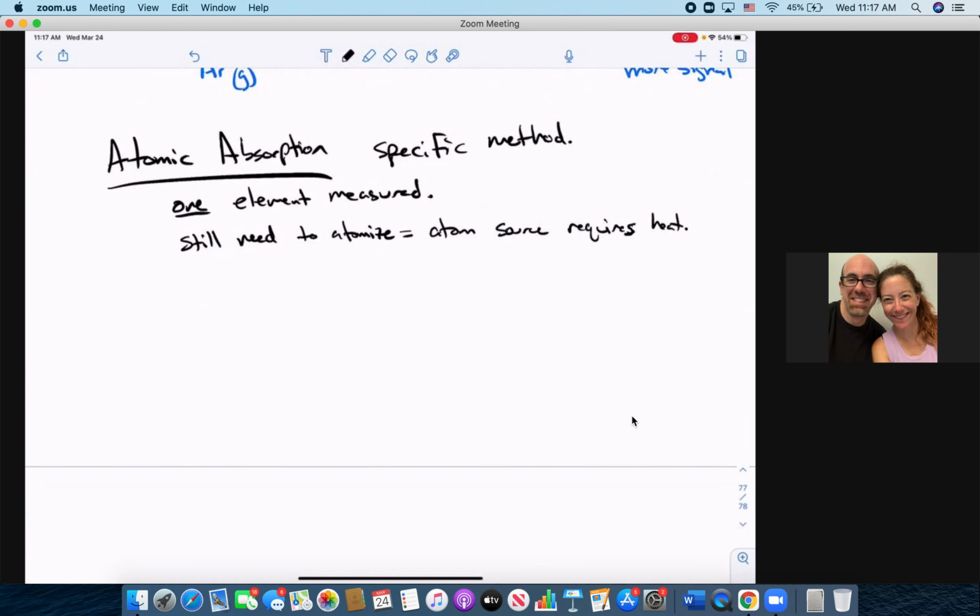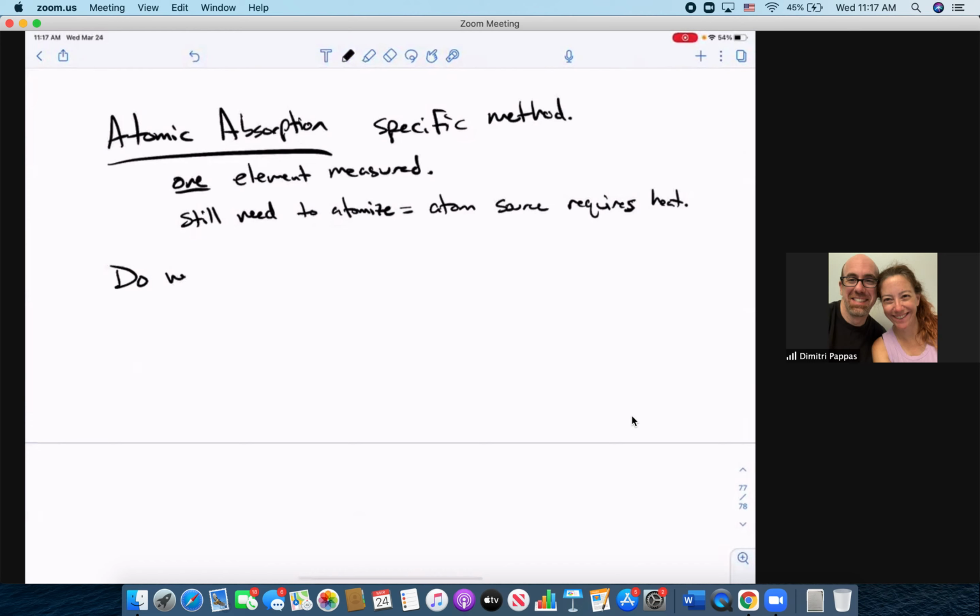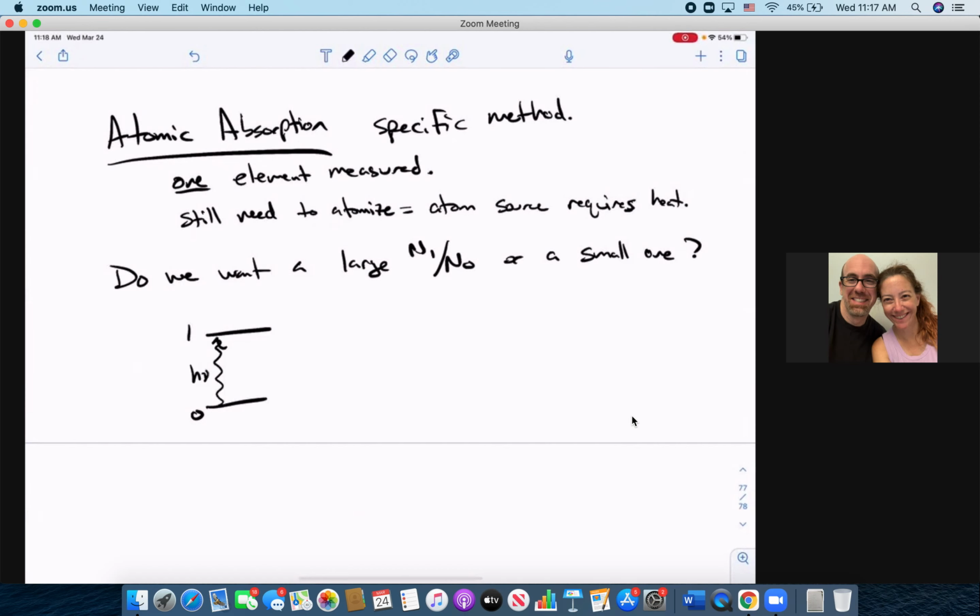All right. So atomic emission, right? You need high heat. But let's think about the Boltzmann equation for a minute. We just wrote it a minute ago. Do we want a large ratio of excited state to ground state atoms or a small one? So I'm just going to draw two states, right? We've got 0 and 1. In this case, we're absorbing a photon from the ground state to the excited state. So just intuitively, do you want the majority of your analytes populating the lower state or the upper state in question? What do you think?